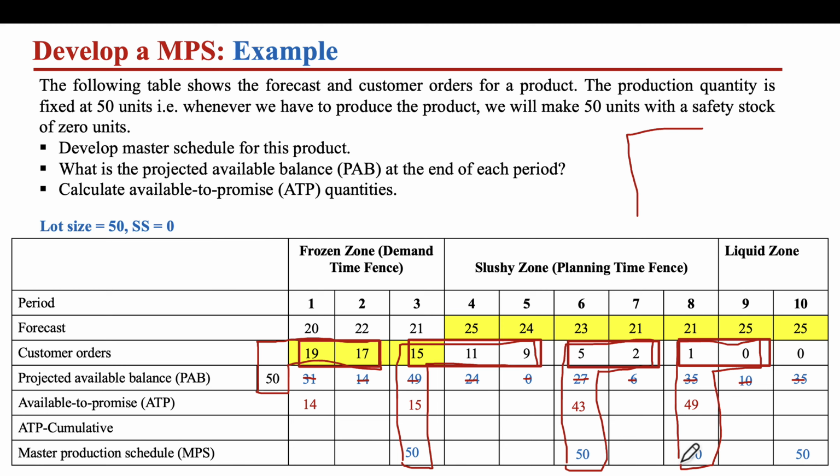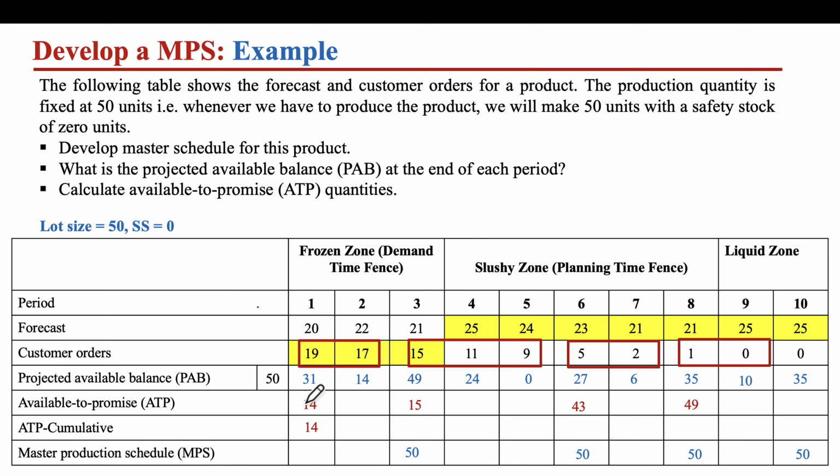And then the next thing is to calculate for cumulative ATP. We'll be adding up these ones. So this is 14 plus 15 is equal to 29, and this 29 plus 43, that will be 72, and then this 72 plus 49, that will be 121. Once we have these three things, master production schedule, projected available balance, and ATP, it means our MPS is ready.